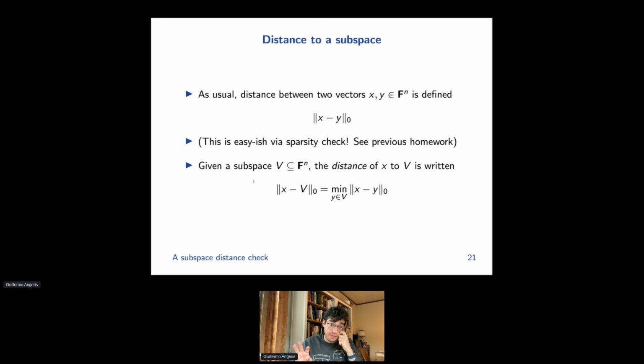The other thing that we need to define is the distance of a vector to a subspace. Okay, so again, from here, we have a subspace V, and we're going to define the distance of x to that subspace, which we're going to write as the norm of x minus V, as the minimum over all possible vectors in that subspace of the distance between x and any one of those vectors. So it's the minimum over all of the possible vectors. It's like, what's the closest element in V to x in this notion of distance, right? Okay.